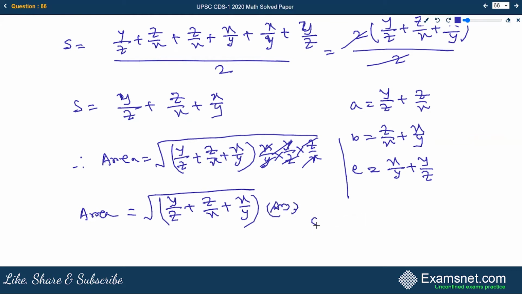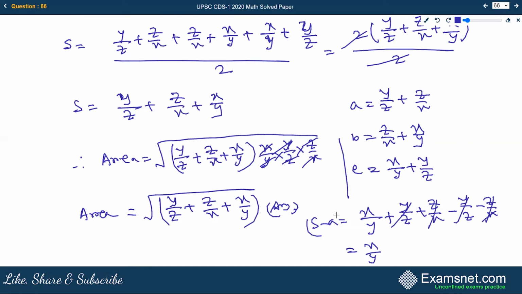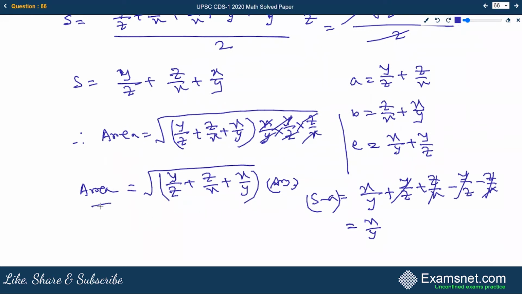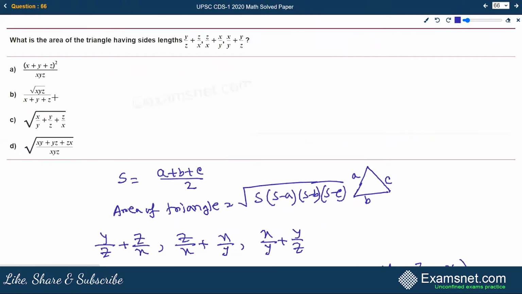Also, I'm showing here S minus A: x by y plus y by z plus z by x minus y by z minus z by x. So these two get cancelled, only x by y is left. Similarly, we can find S minus B and S minus C as well. So here the area of the triangle is root under y by z plus z by x plus x by y. Here option C is the correct answer.